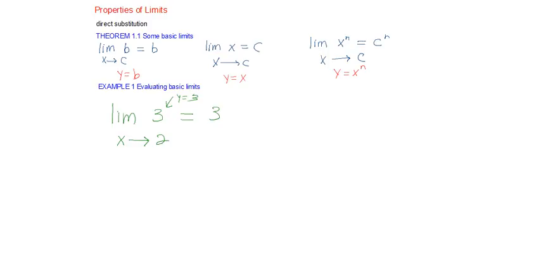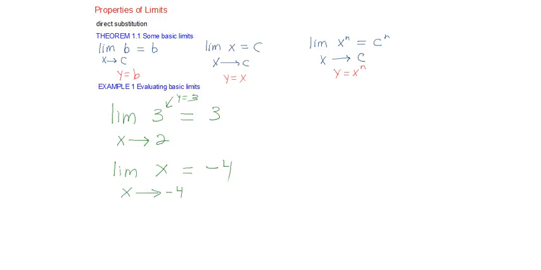Next one, what is the limit of the function x as x approaches -4? In this case, remember, y depends on x, so y is copying x. So whatever this c value, when x approaches c, then you're going to approach the same value, -4.